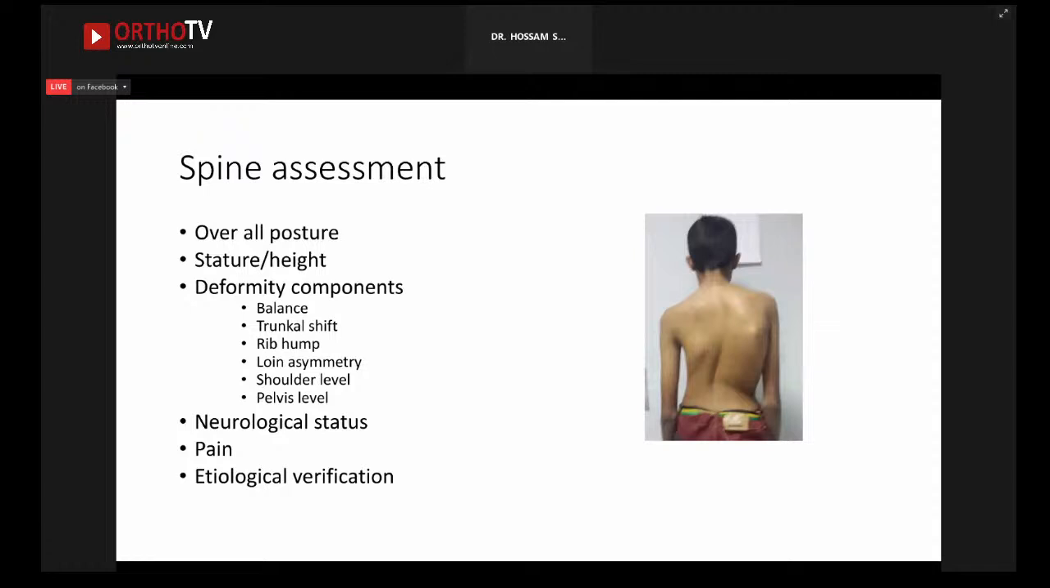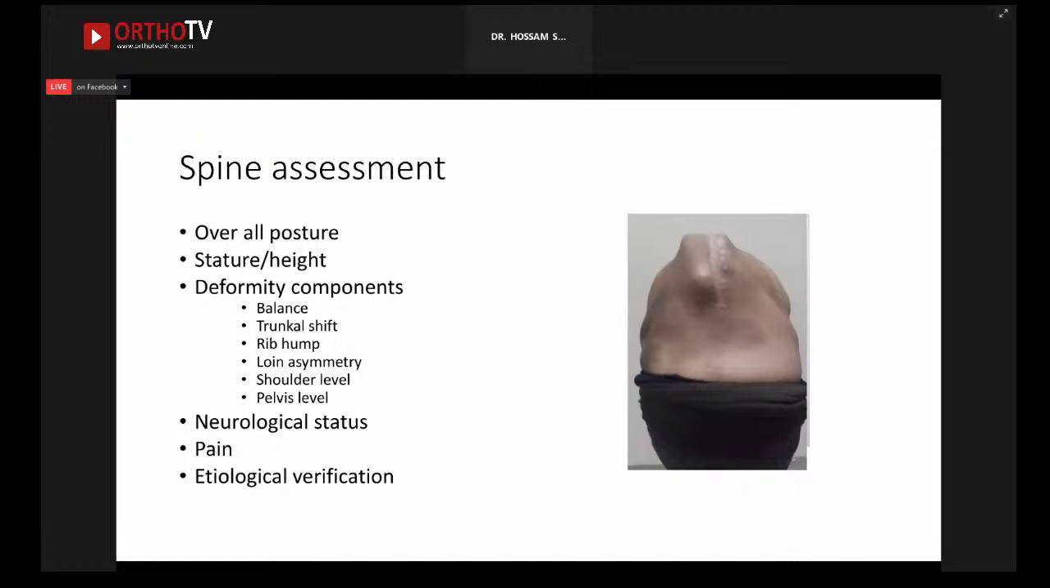These are some pictures showing some of the severe curves that we will be looking at to see how bad this patient is with the pulled out metal with the scarring.